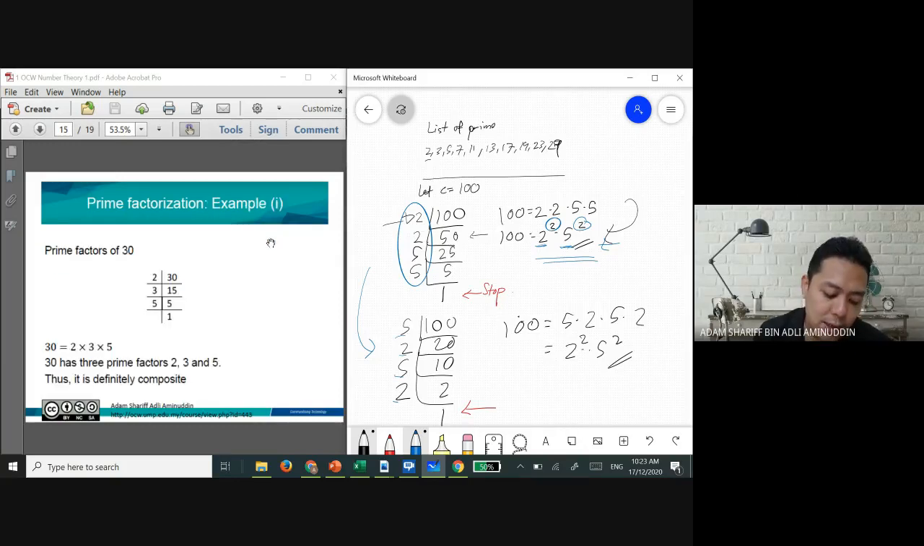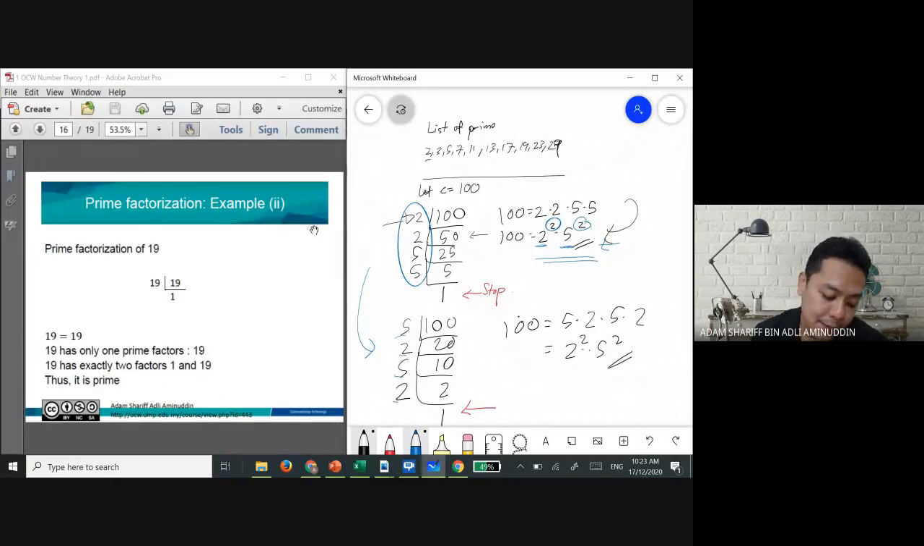Cuba tengok contoh yang telah saya buat, yang mudah, yang kecil. 30 consists of 2 to the power of 1 times 3 to the power of 1 times 5 to the power of 1. And if the number is prime, for example like 19, kerana 19 adalah prime, therefore 19, the prime factor is itself. So 19 and 1. Nampak faktor dia. So itulah 19 sama dengan 19 kuasa 1.